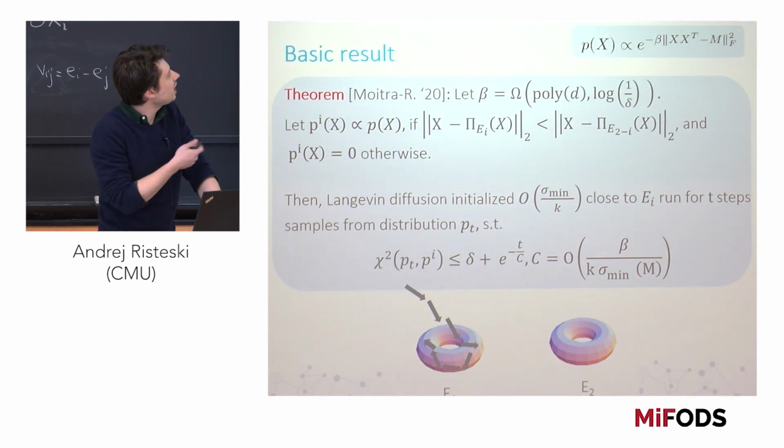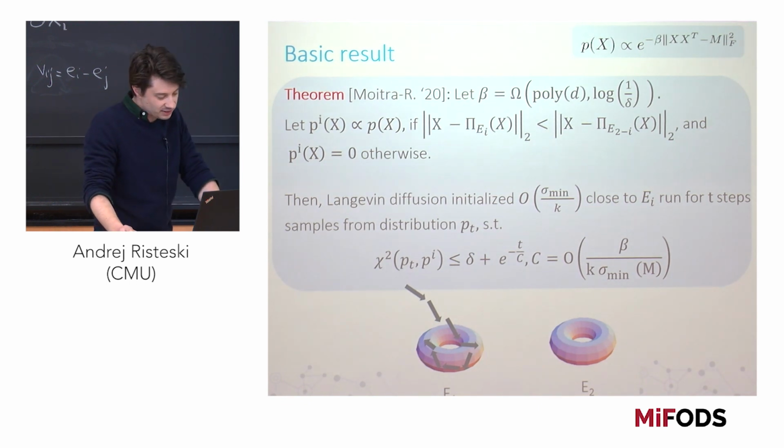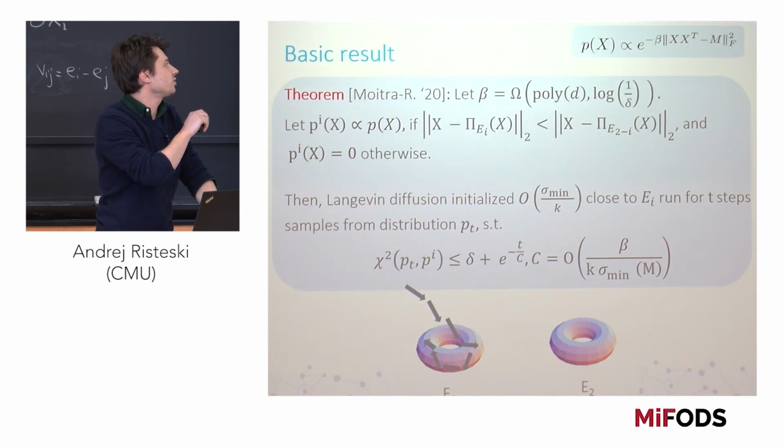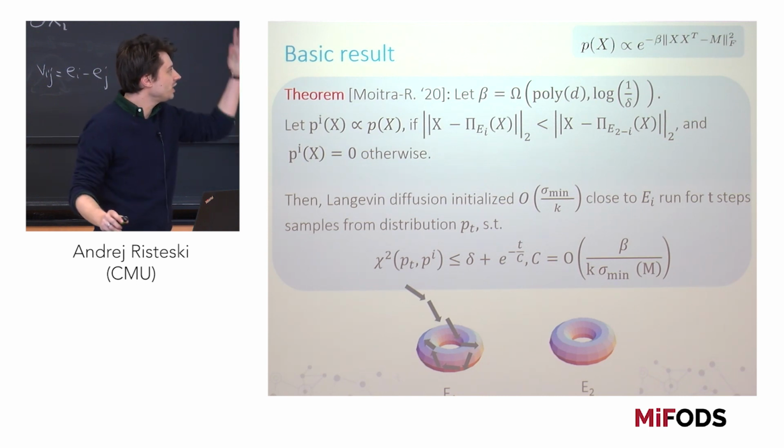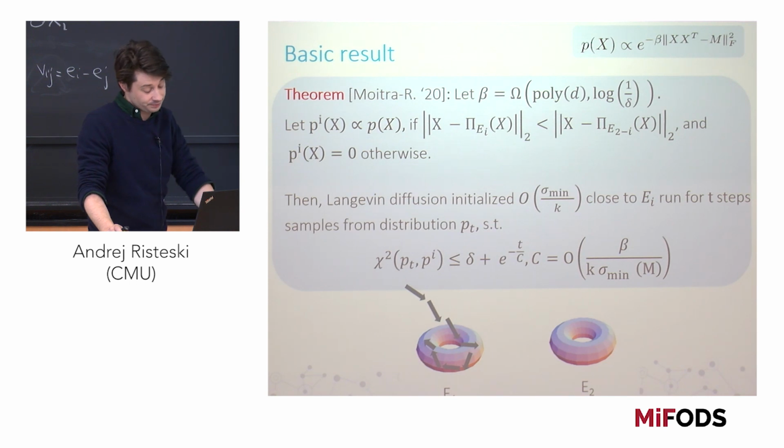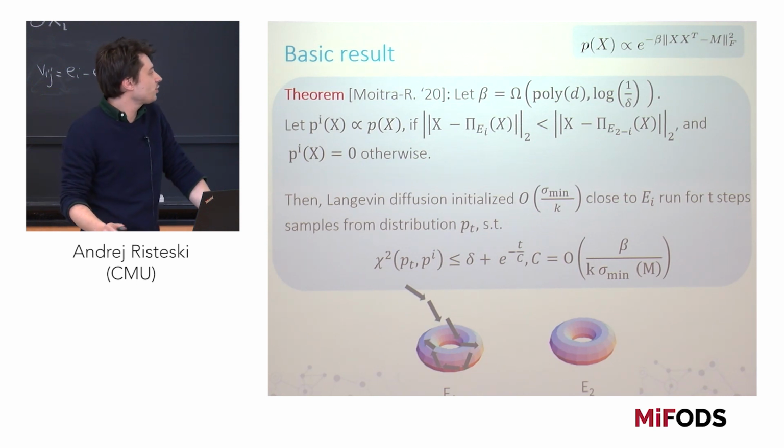And let me call pi of x this distribution, which is basically the rescaled distribution of p subject to the point being closer to one of the manifolds rather than the other. So this is just saying if I look at the point x, its projection to manifold E1 is closer than to the manifold E2. And otherwise it's 0. And suppose that I start with some point which is sufficiently close to E1.